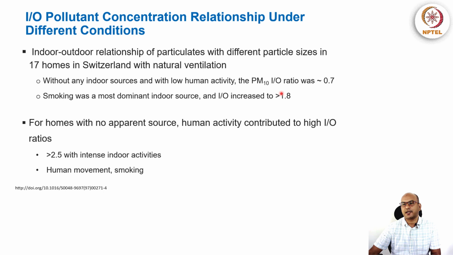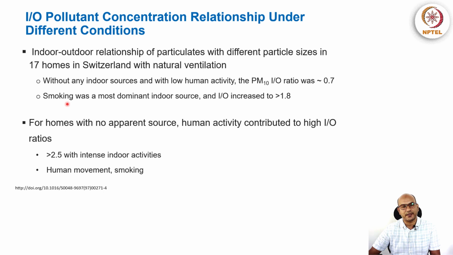the PM10 I by O ratio was 0.7, so it is less than 1.0 because there is no particular indoor source and the ventilation is natural. Maybe it is not a very high exchange, or the ventilation rate is good but not so good that the indoor air is equal to the outdoor air. So there is no indoor source, so the value is less than 1.0.